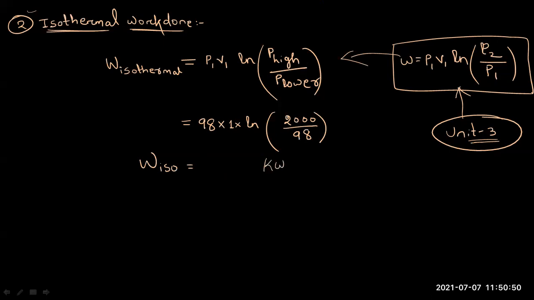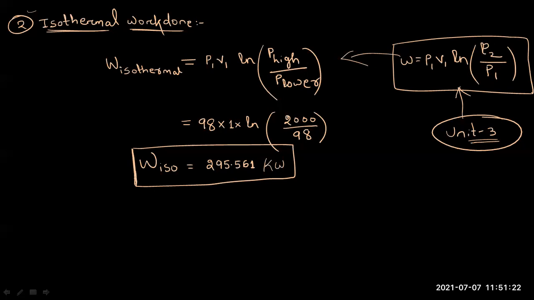How much answer are we getting? 295. Okay, that is the 2 stage. Okay, no problem. Correct. 295.56. Correct. So this is the isothermal work done we will get for the compressor. If you consider an IC engine, in case of an engine, this work done should be more than that one. So here it will be less, correct?